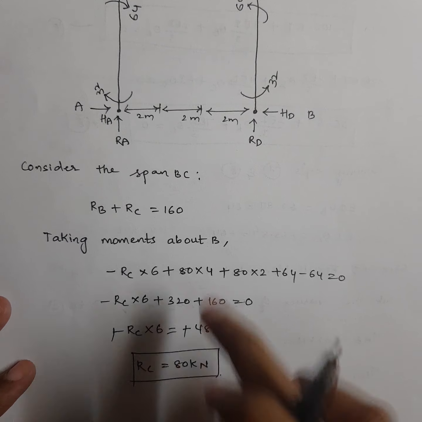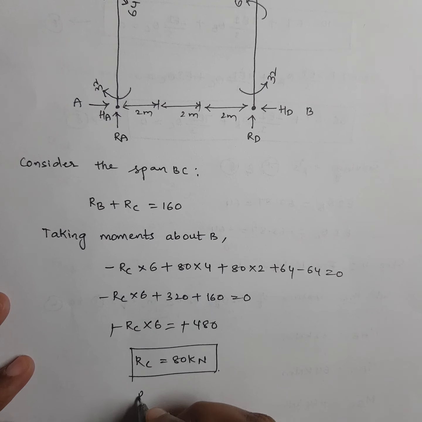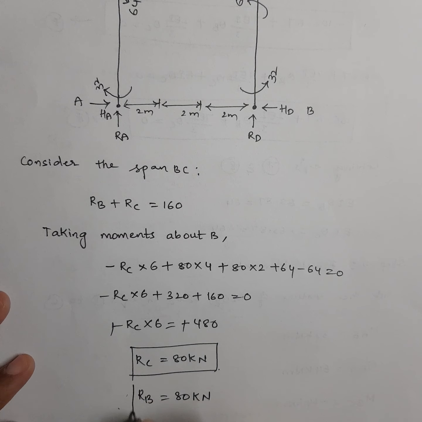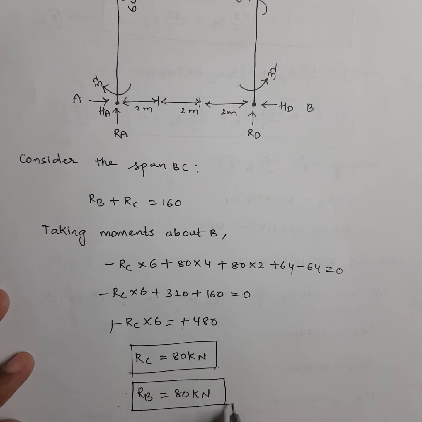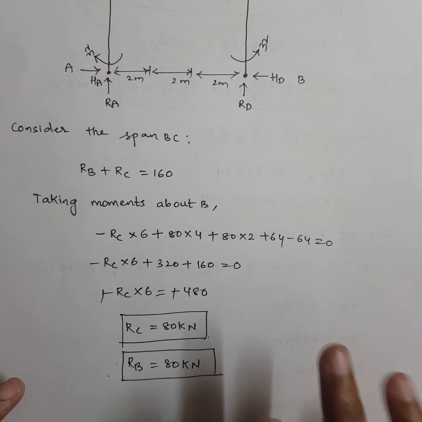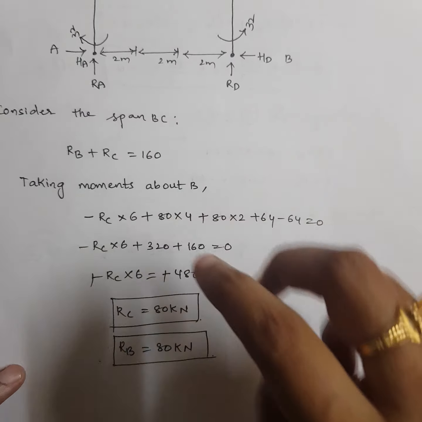So if you substitute this back here, what will be RB now? RB also will be equal to 80 kilonewton. See, this is a symmetrical frame. That's why you are getting the same values. Right now RB and RC are the same, 80 and 80. I told you already.